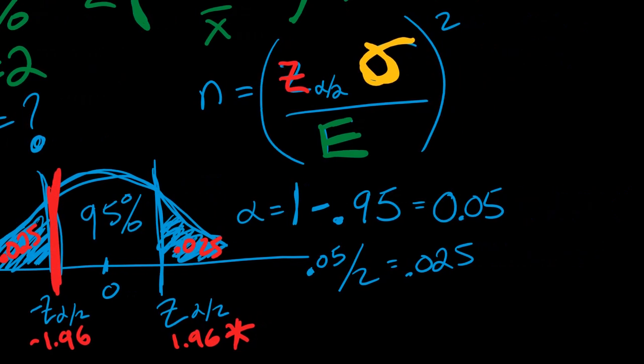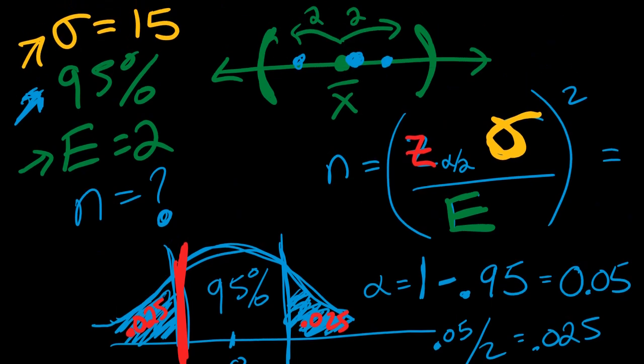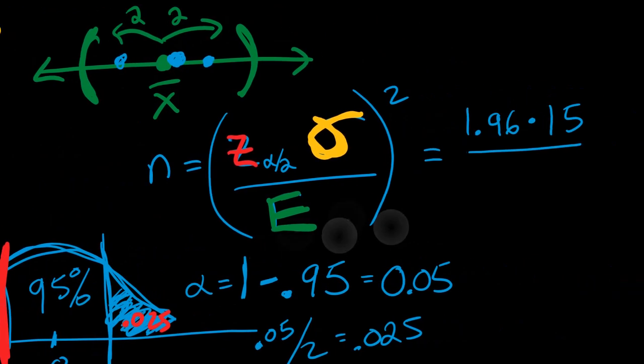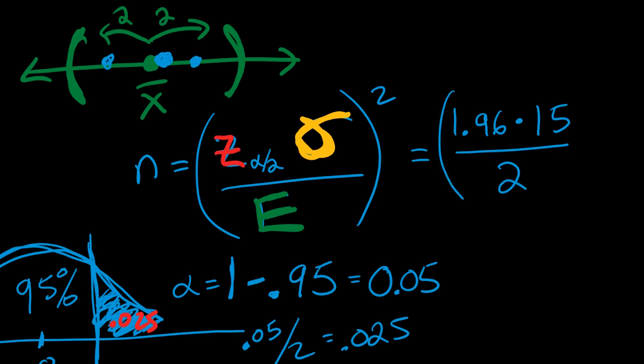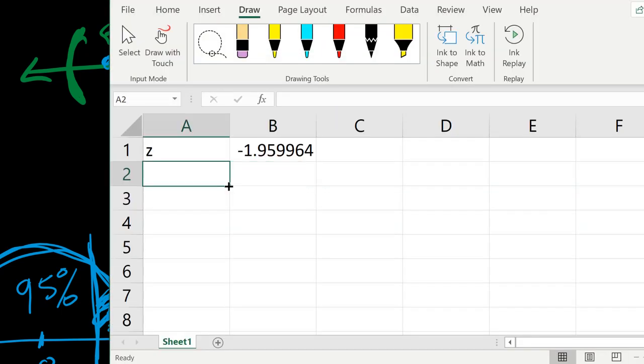All right, so let's see. I'm going to go ahead and plug in everything I know. Here, I have 1.96 times sigma. What was sigma? 15. So 1.96 times 15 divided by the margin of error, which was 2. All right, and square. All right, I can just plug that into a normal calculator, or I could use Excel. Remember, Excel is a calculator.